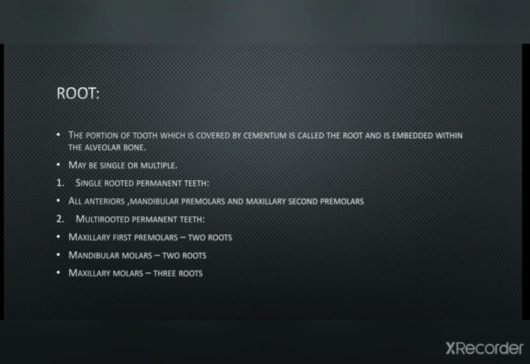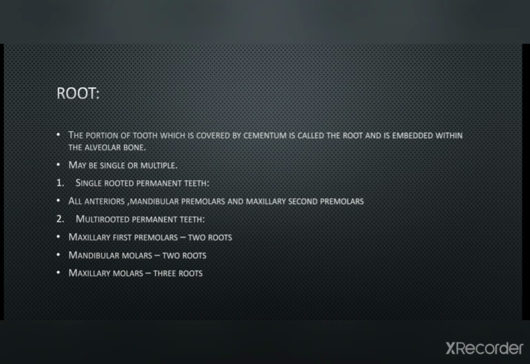So next is the root. The portion of the tooth which is covered by cementum is called the root, and it is embedded within the alveolar bone. There are single-rooted and multi-rooted teeth. So let's see what the single and multi-rooted permanent teeth in the oral cavity are. The single-rooted teeth are anteriors like canines and incisors, and mandibular premolars and maxillary second premolars.